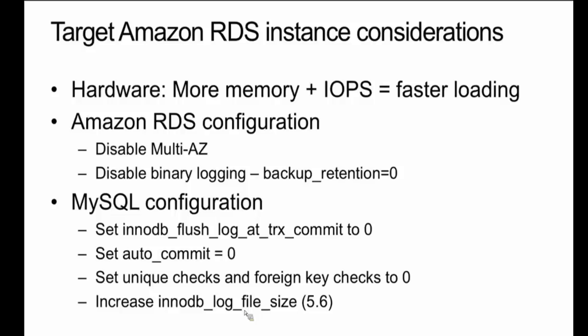On the MySQL side, there are some parameters you can set that will also speed things along a little bit. And that's to set the InnoDB flush log at transaction commit to 0. This is an InnoDB flag. Setting the MySQL auto commit to 0, and also turning off checks for uniqueness on foreign keys by setting that to 0. And if you're using RDS MySQL 5.6, you can also increase the InnoDB log file size. The default is 128 meg, and it can be advantageous to increase that just to reduce checkpointing during the import.